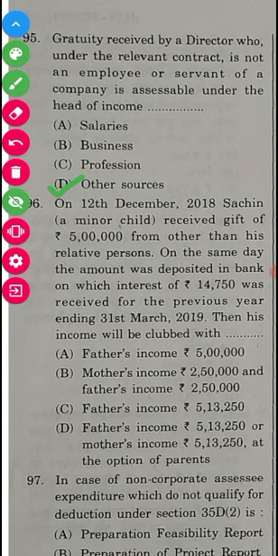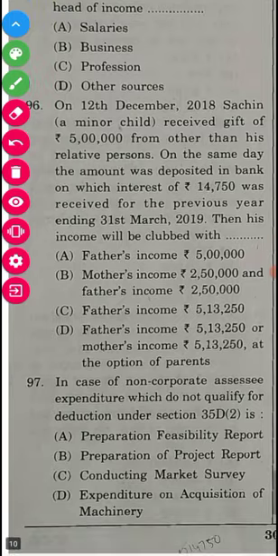So on December 12th 2018, Sachin received a gift of rupees 5 lakhs from a person other than his relative. On the same day, the amount was deposited in the bank on which interest of rupees 14,750 was received for the previous year ending 31st March 2019. Okay. So then his income will be clubbed in. So it is a little tricky one. So as per this, option D is the correct answer. So let's move on to question number 97.